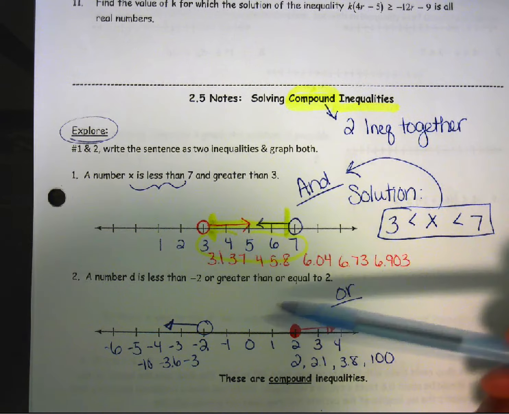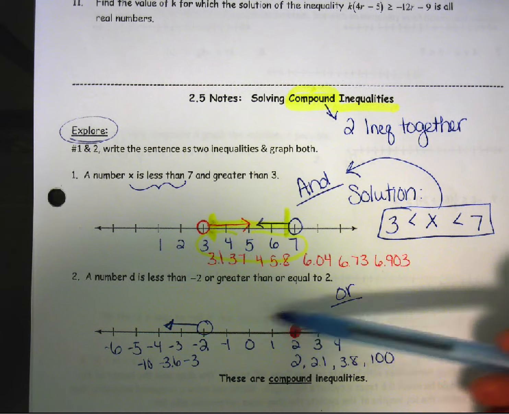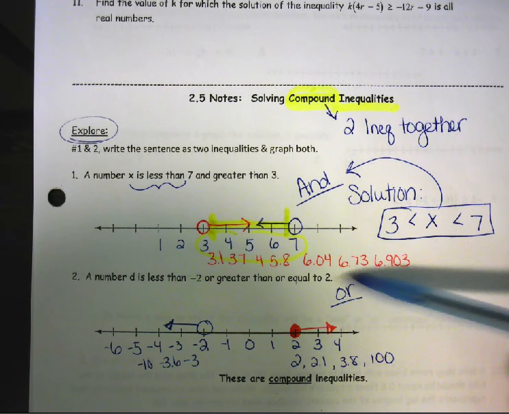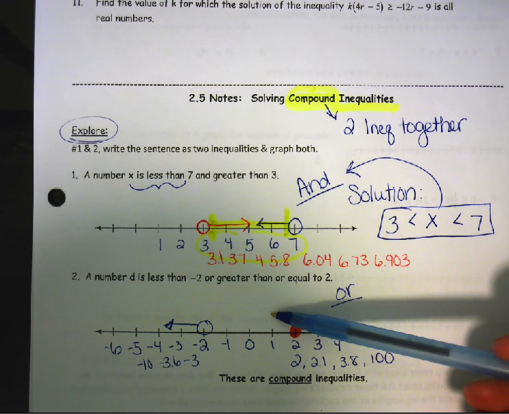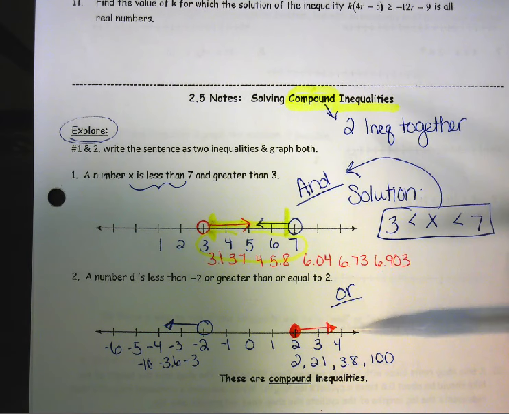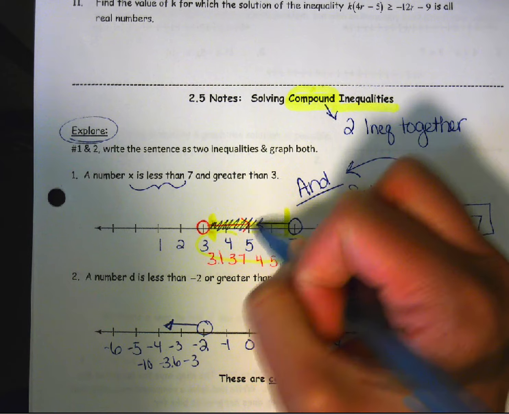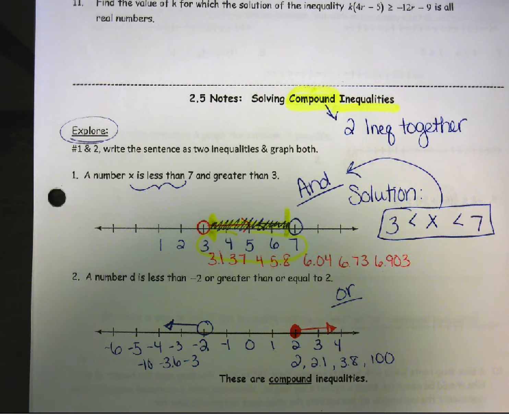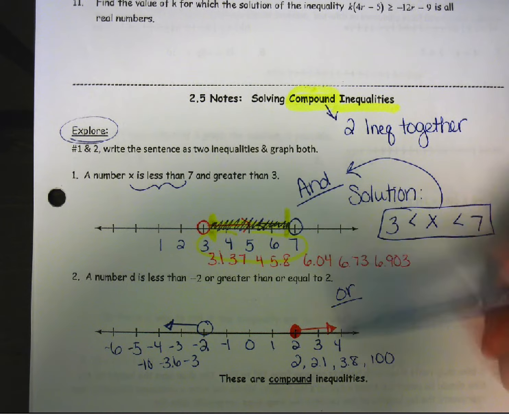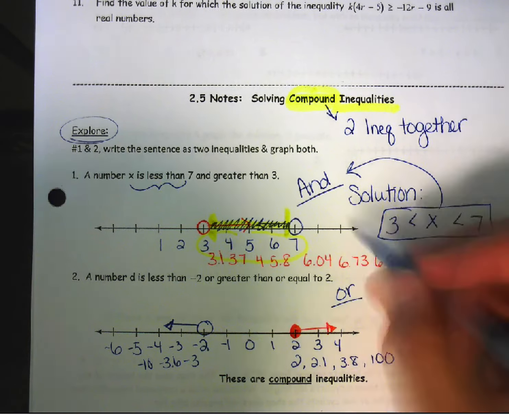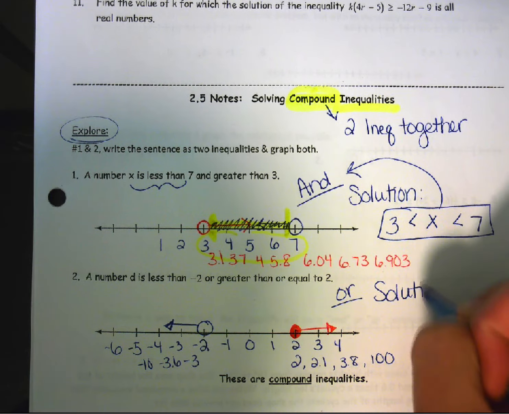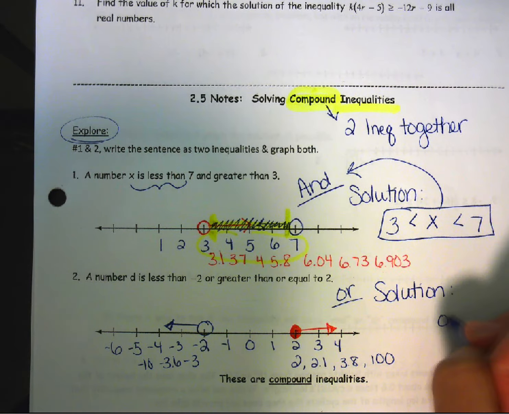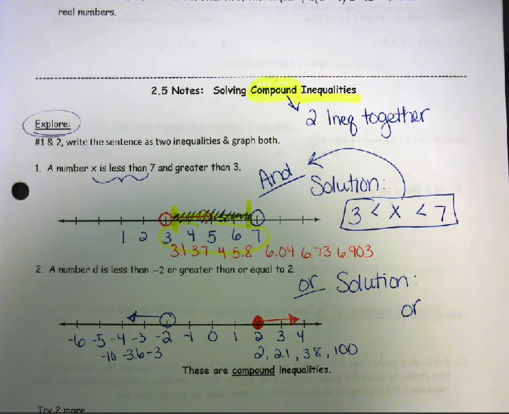But do you see how I have a gap in the middle? That's a significant thing with ors, having this gap in the middle, whereas ands are more dark and filled in the middle. So it's really easy to look at their graphs to tell. Now, when we write our solution for ors, we actually keep the word or right in the middle of our answer.